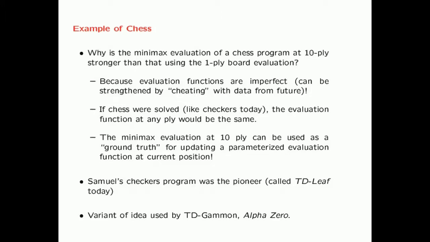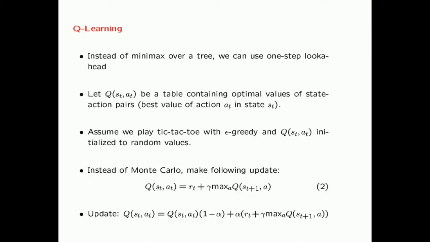Now, this basic idea was what was used by Samuel's checkers program, and this program was referred to as TD leaf. A variant of this idea was used in many subsequent successful systems. One was TD-Gammon. Now, AlphaZero isn't exactly like this. It uses a different kind of policy bootstrapping. But the basic principle is somewhat similar.